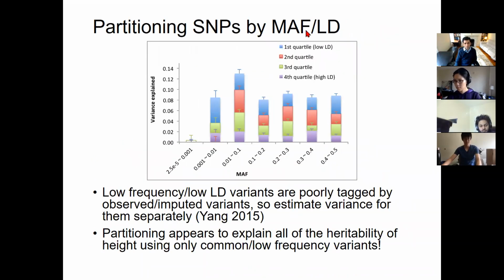And you can also partition SNPs by minor allele frequency. And what you find is that the low frequency and the low linkage disequilibrium variants are in fact poorly tagged by observed and imputed variants. So their estimated variance needs to be computed separately. And that partitioning appears to explain all of this heritability of height using only common and low frequency variants, which basically suggests that this is simply this long tail of weak effect variants rather than an additional pool of strong effect variants that we're not capturing from GWAS.